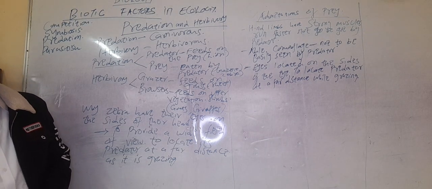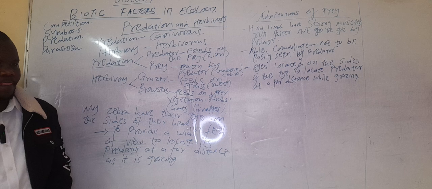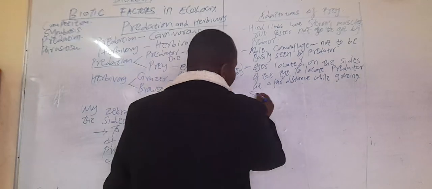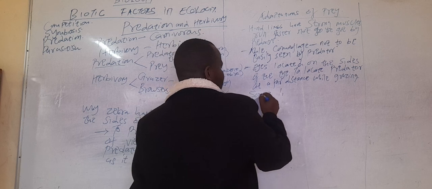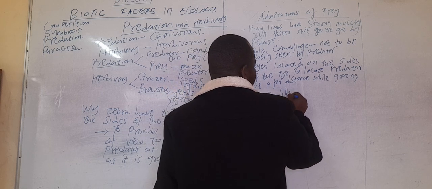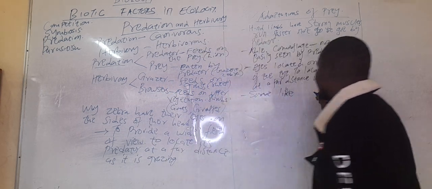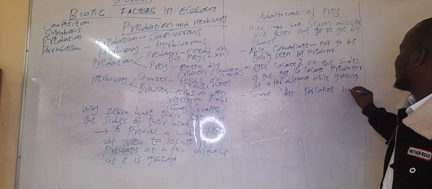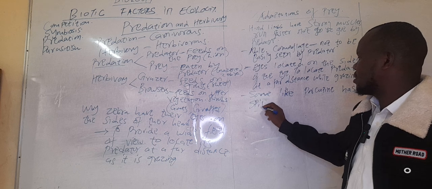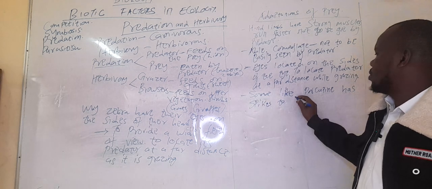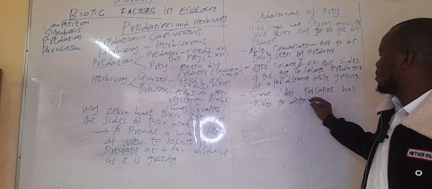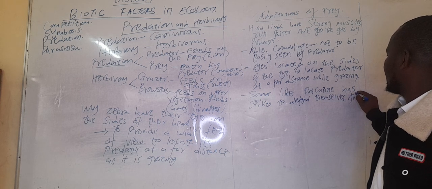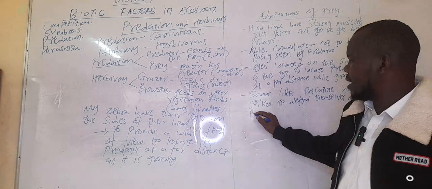Number three, some like the porcupine will be producing some spikes. So we are saying some like what? Porcupine has spikes to defend themselves from predators.